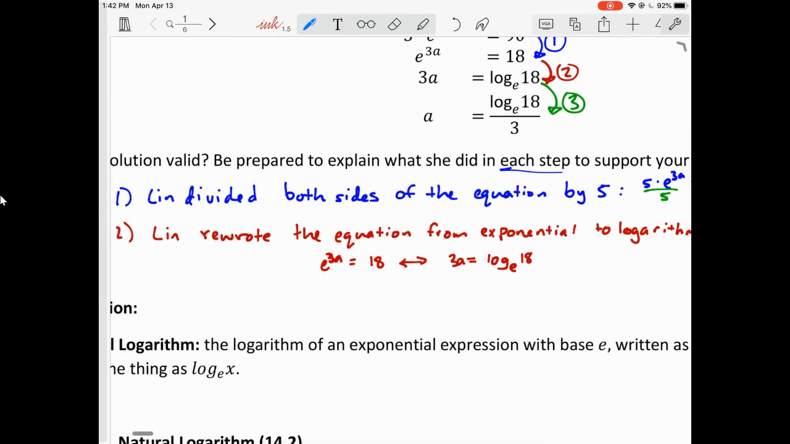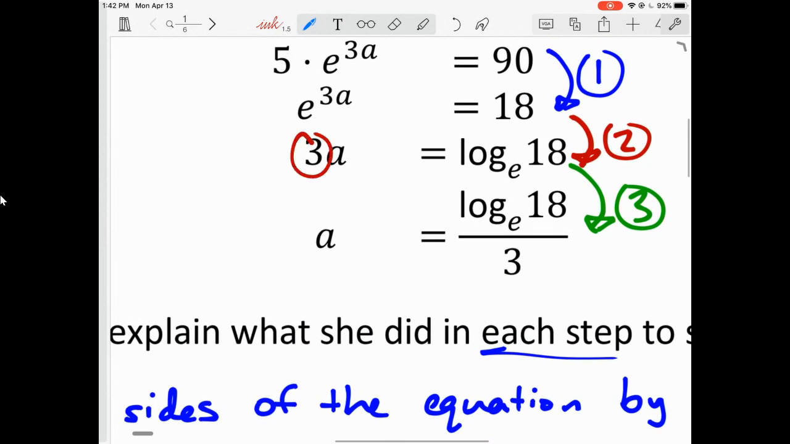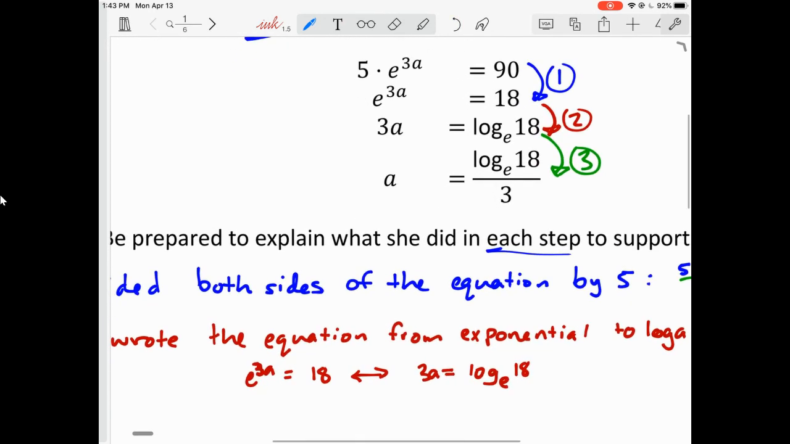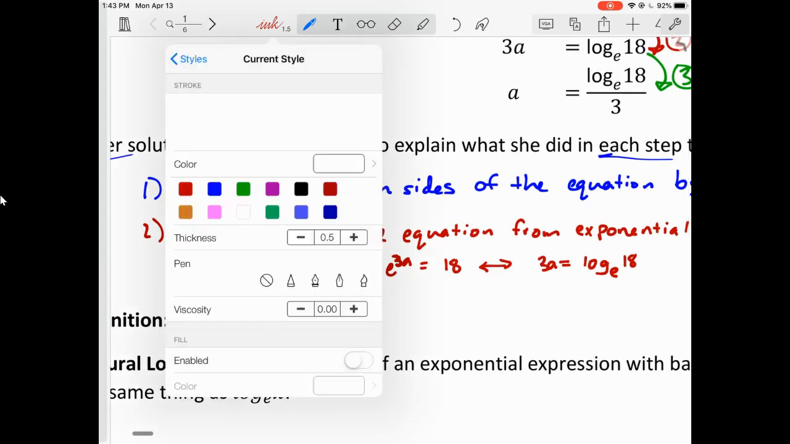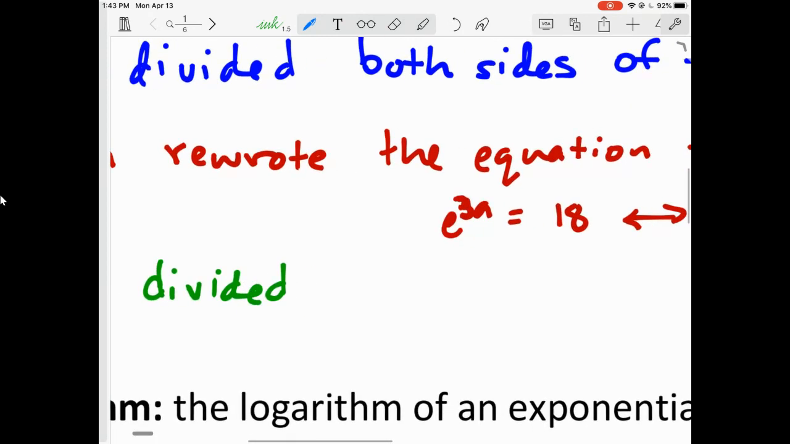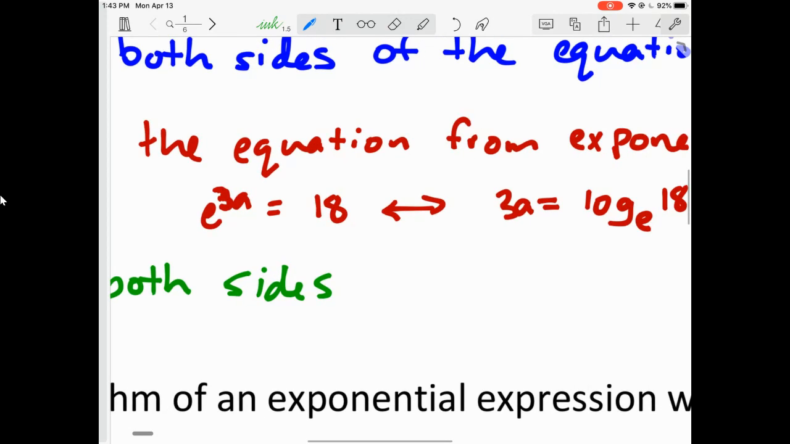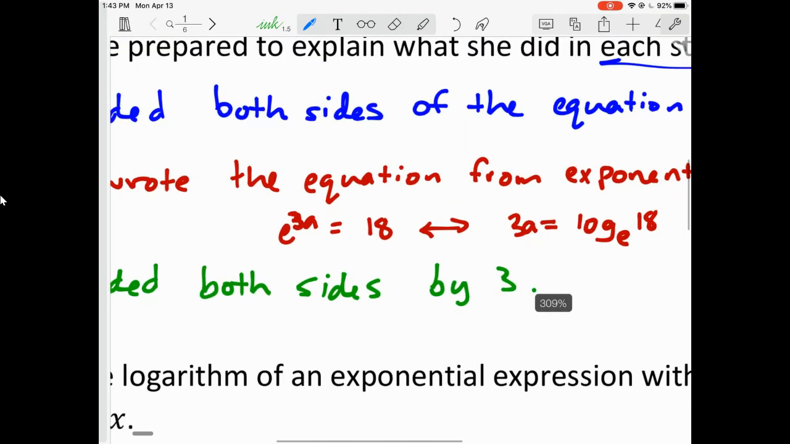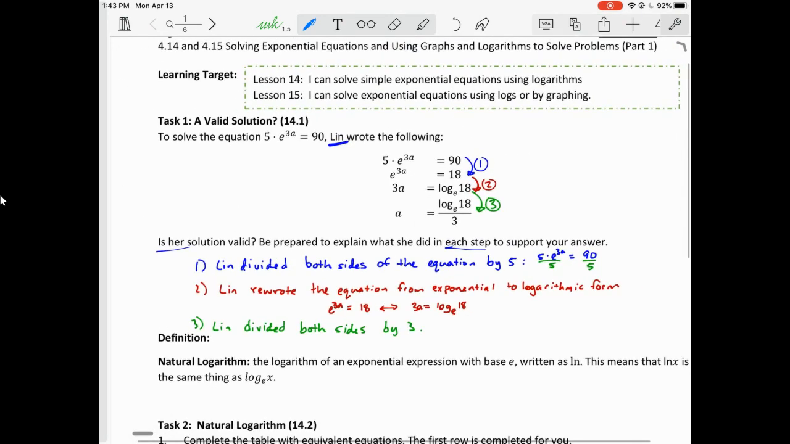Until lastly, again, this 3 is gone now on the left side, and it's being divided now on the right side. So to do that, looks like in step 3, Lynn divided both sides by 3, just similarly to what she did in step 1. And divided both sides by 3. So yes, it looks like her solution is valid.